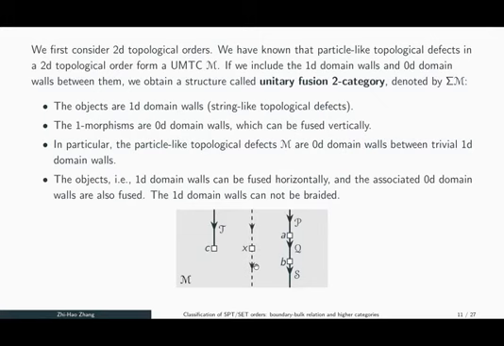And these string-like topological defects can be fused horizontally. For example, you can fuse T and P. And then the associated 0D domain walls are also fused together. If you fuse T and P, then C and A are also fused. So this is a monoidal structure of this fusion 2-category. But as you can see, the 1D domain walls cannot be braided, so it is not a braided fusion 2-category. It is only a fusion 2-category.